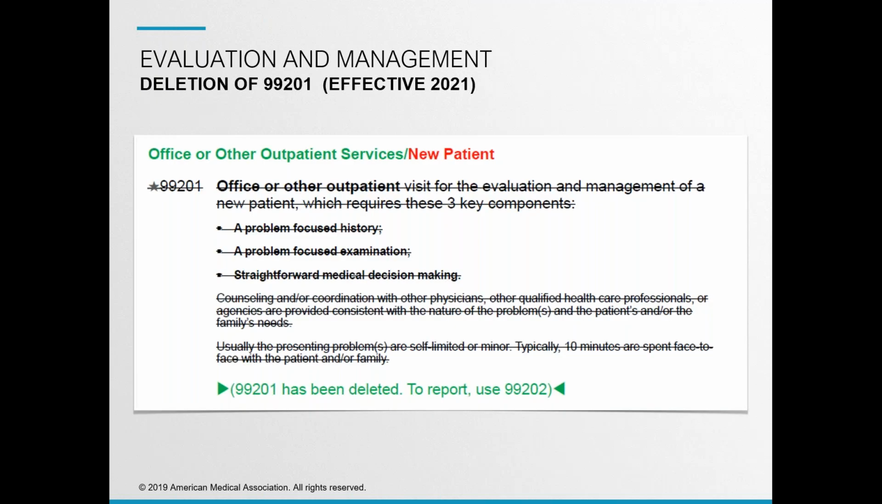So one of the first things that we're going to notice is that CPT code 99201 for a new patient in the outpatient setting, which was the lowest level, is now deleted for 2021. And the coding guidance tells us that you would report 99202. So as we go through the matrix or the MDM process, you're going to see that now 99202 is actually the lowest level of service that you can select for a new patient.